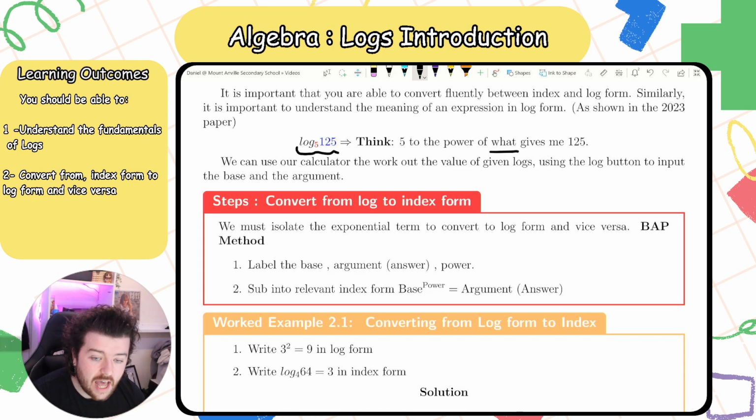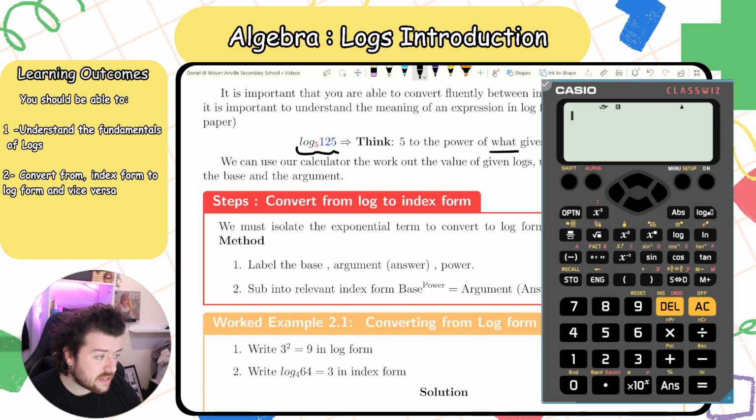We can also use our calculator to evaluate logs. We can hardly be expected to do logs in our head. So how do we do logs? We have this little button in the top corner here, log with a blank base, so you fill in the base. I'm going to say log base 5 of 125. So 5 to the power of what gives me 125? The answer is going to be 3. So 5 to the power of 3 gives me 125. BAP: base 5, answer 125, that's the power there.